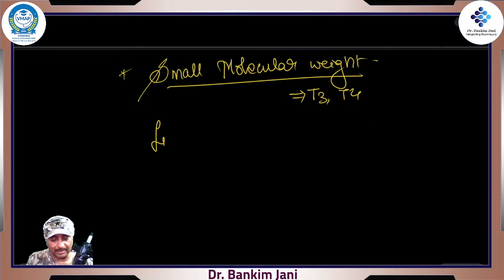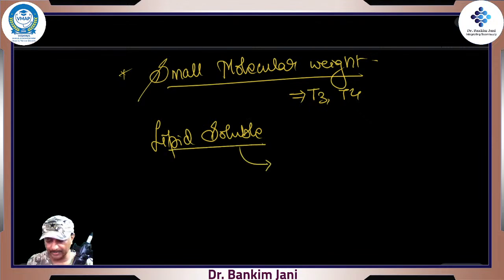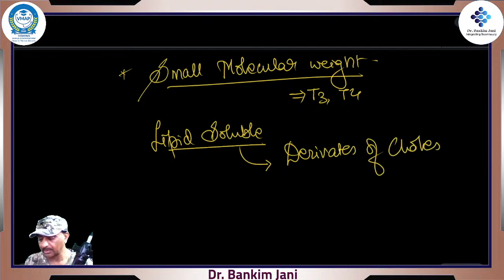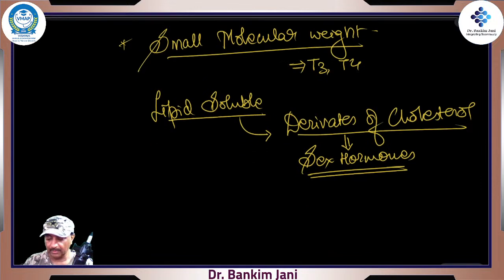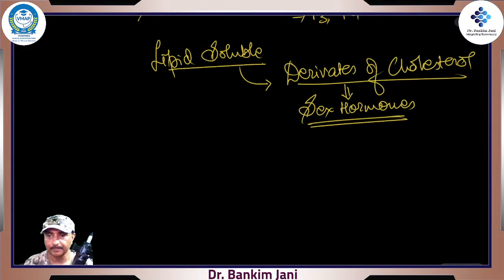Then those which are lipid soluble. Now see, these lipid soluble ones, almost all of them are derivatives of cholesterol, right? They are derivatives of cholesterol. And the most important of all are the sex hormones. So these are all lipid soluble.